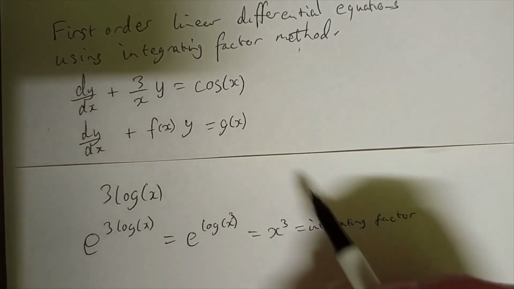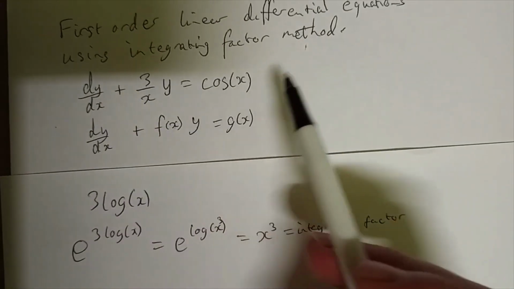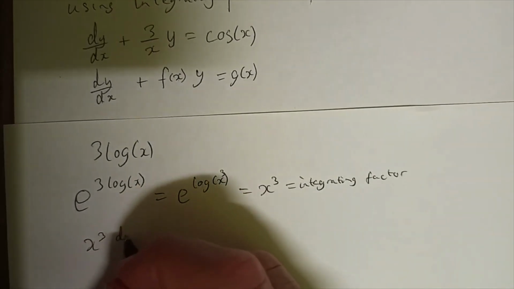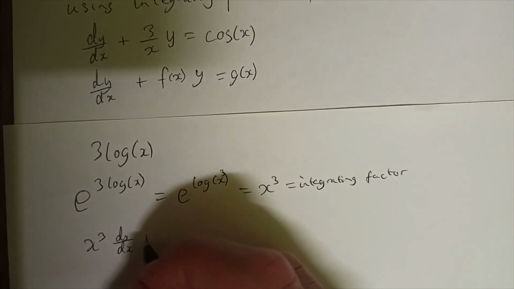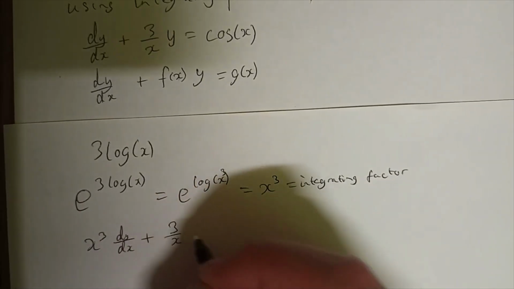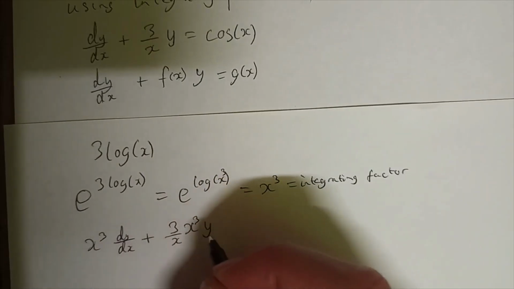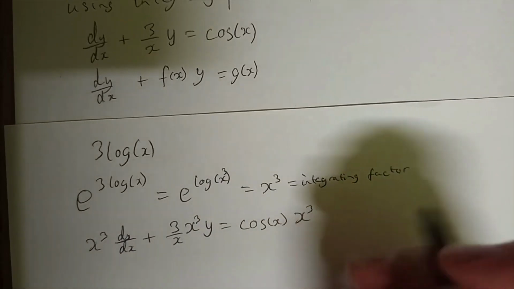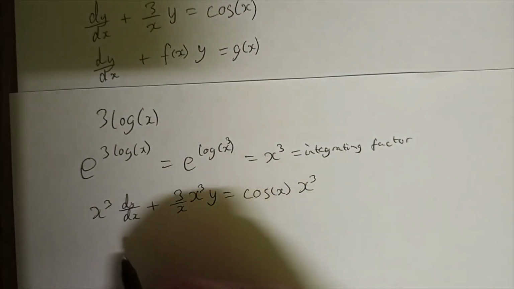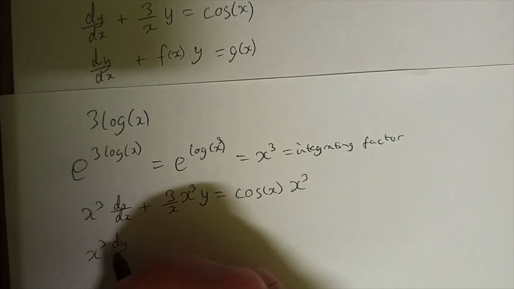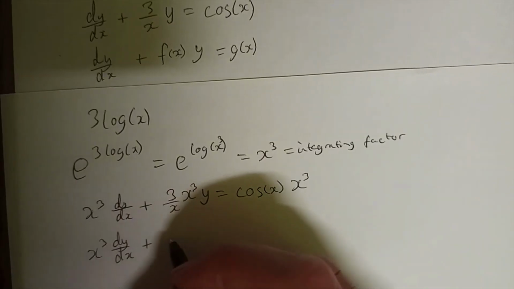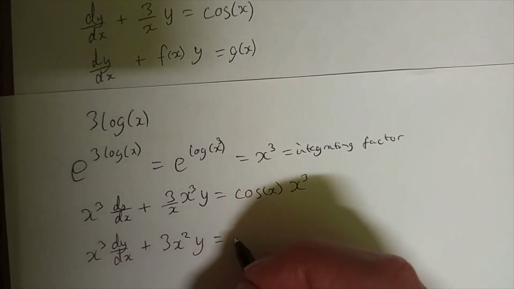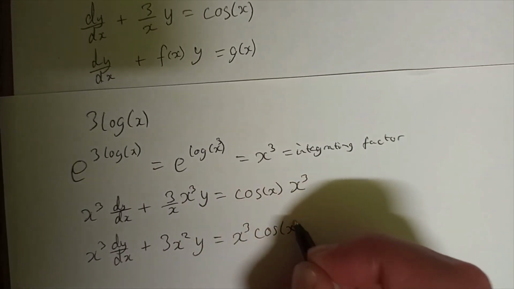So what do we do? Well, we multiply both sides of this equation by our integrating factor. That gives us x cubed times dy dx plus 3 over x times x cubed times y equals cos of x times x cubed. We can tidy that up a little bit, and it will just be x cubed dy dx plus 3x squared times y equals x cubed cos of x.